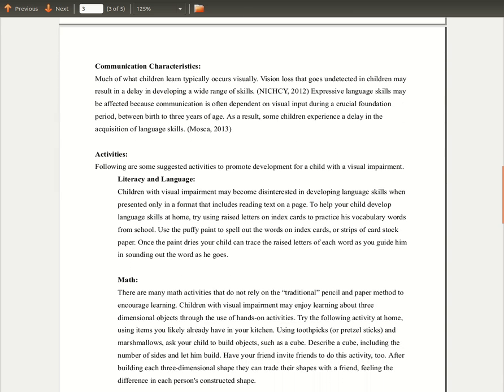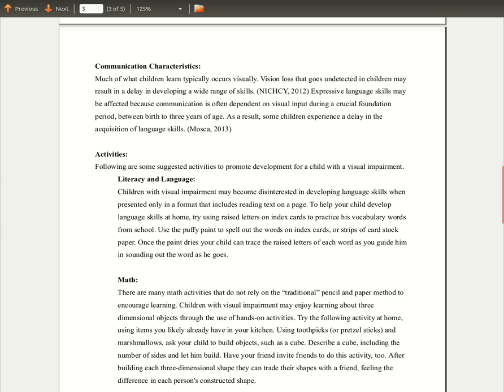Now, as far as communication characteristics, much of what children learn typically occurs visually. There's a lot of visual input that those of us who are fully sighted take for granted. Vision loss that goes undetected in children may result in a delay in developing a wide range of skills. So with vision loss, you may see in children a smaller or more narrow range of skills, because they're missing out on that visual input, or they're missing out on experiences that require visual input in order to develop a wider range of skills.